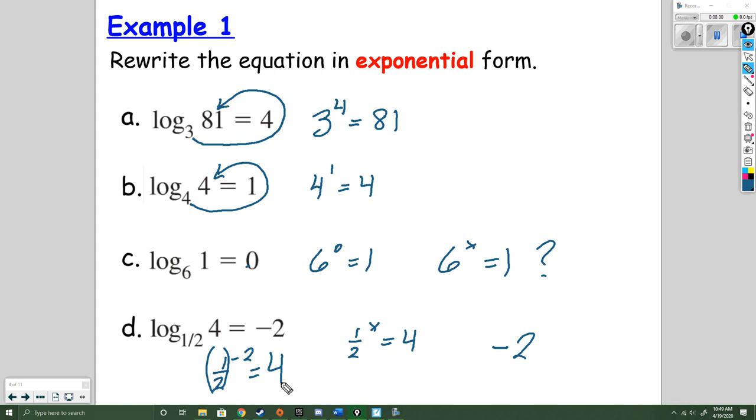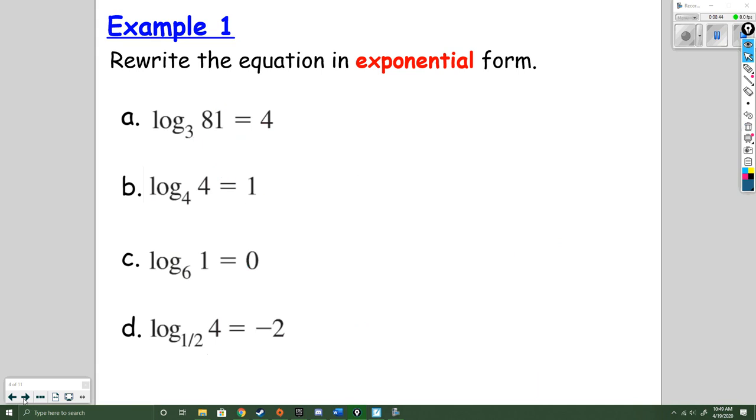Awesome sauce. All right, now we've got to go the other way too. So we've got to be able to start in exponential form and rewrite it in logarithmic, because otherwise for some of these we're not going to be able to answer that question. All right, so let's go ahead and do so.